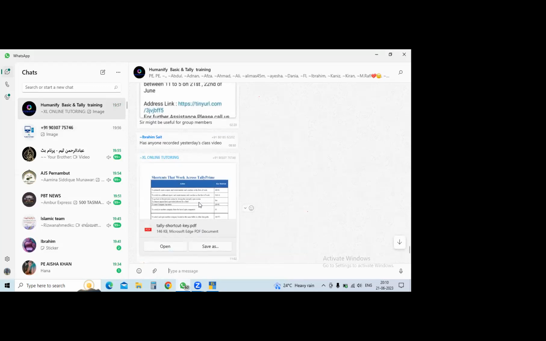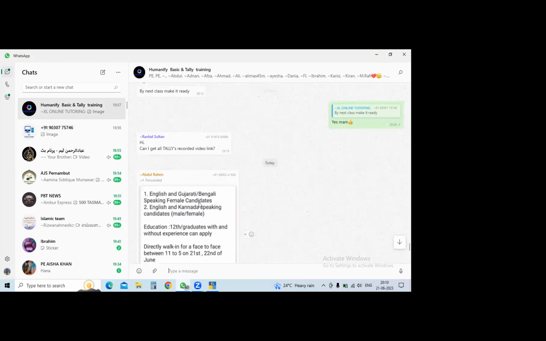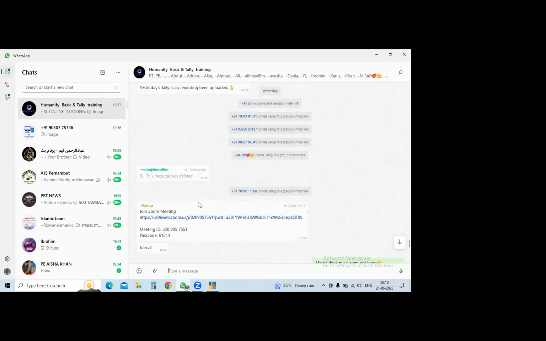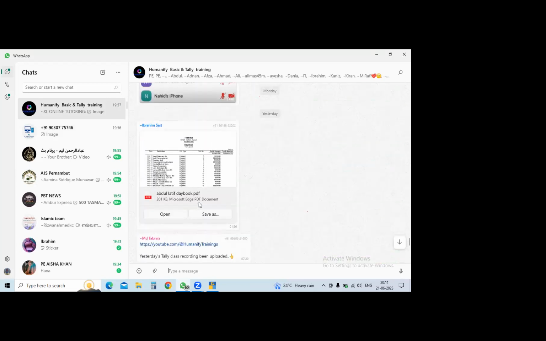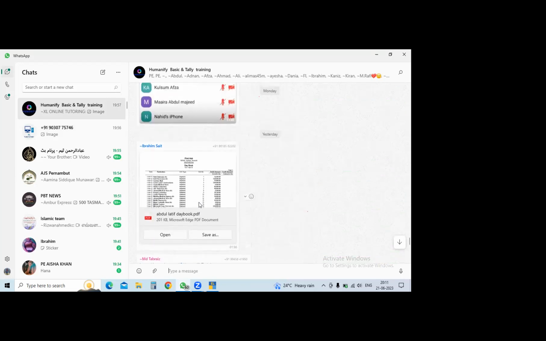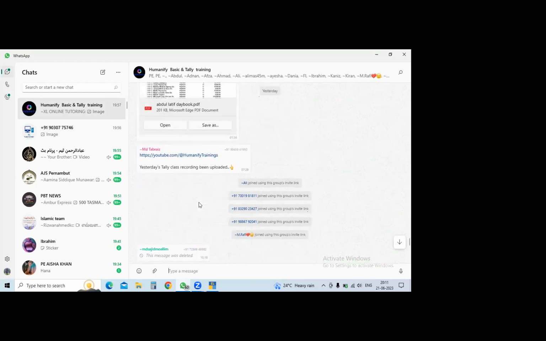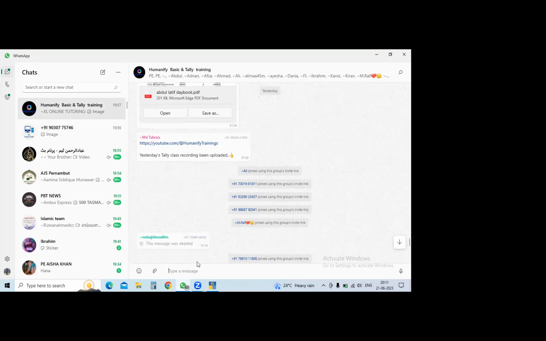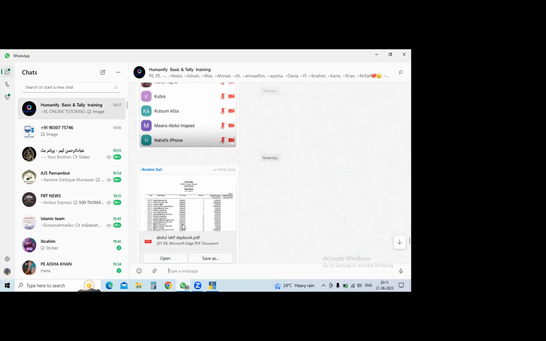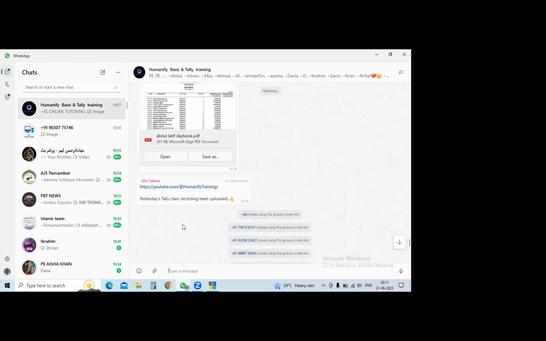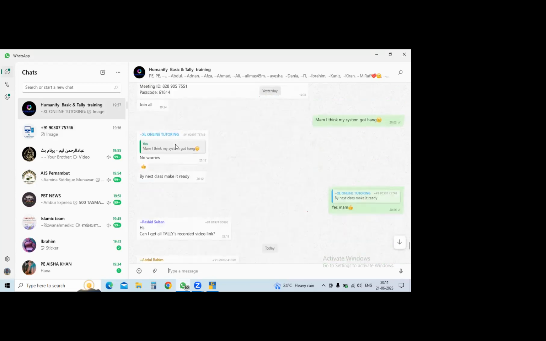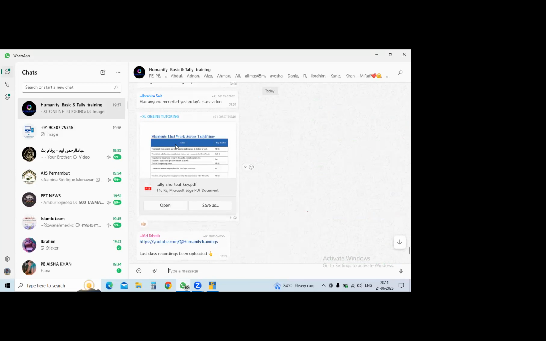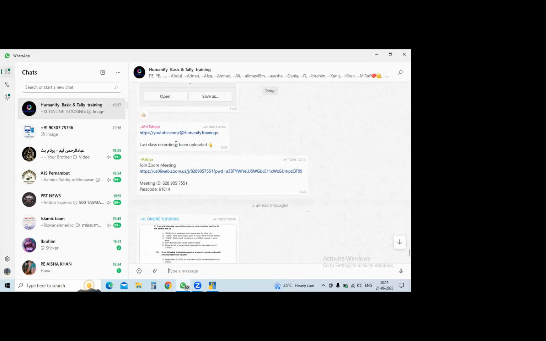I have sent the shortcut keys also for Tally. You all can refer to those shortcut keys. Ma'am, this one? No. Scroll up, scroll up. This is work. You can go up. Scroll up. This is shortcut keys.